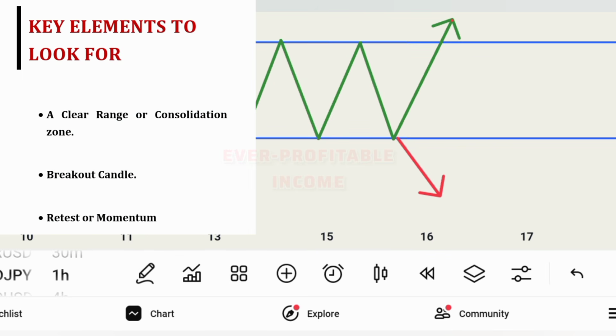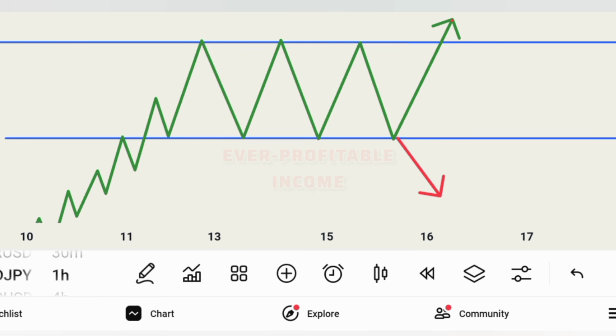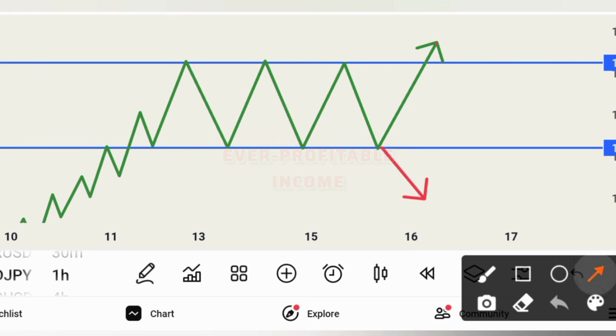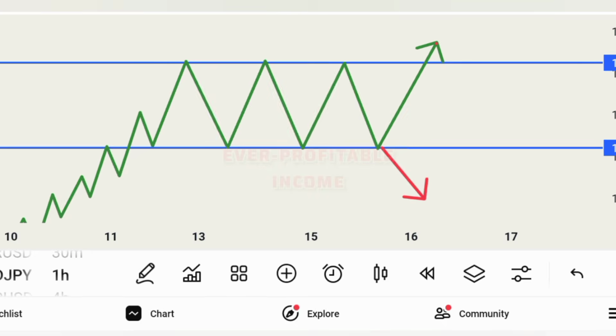Okay, what do we mean by a breakout candle? That is the candle that actually broke out of this support zone, or this resistance zone. The candle that actually broke should have high momentum. It should be a full body candle. It shouldn't be a wicky candle, like a candle that has a long wick.